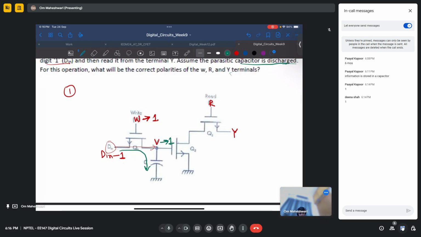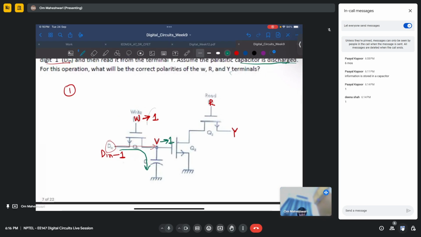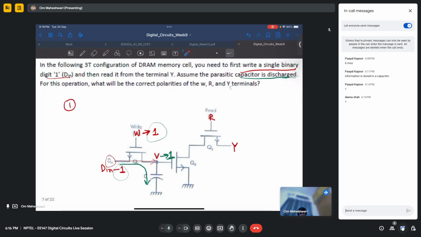Now, as soon as we enable this and D in is 1, this capacitor will get charged and we will have 1 here at this V. Now, we have done the first operation, that is the write operation. Now, what they are saying is read it from the terminal Y. So to enable read, we change this R to 1.